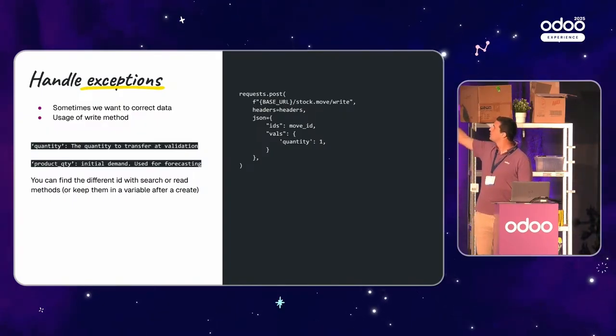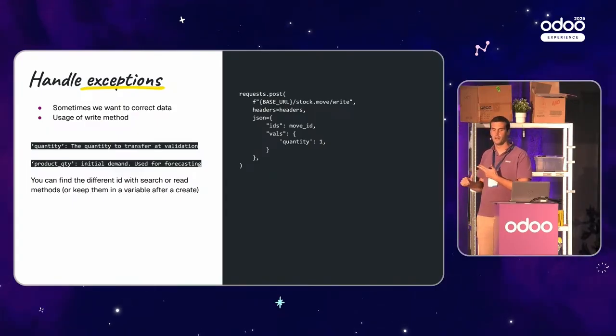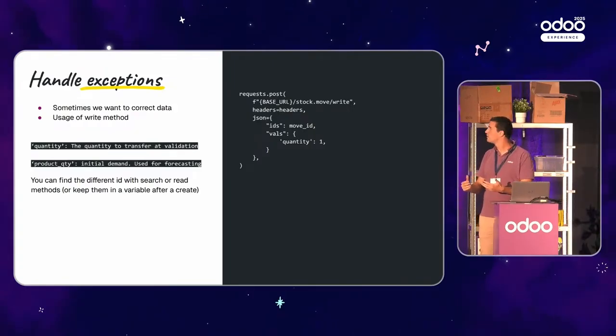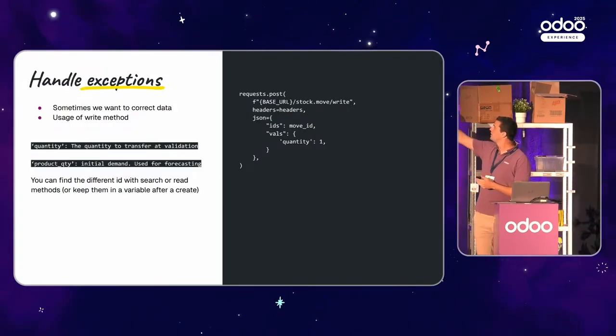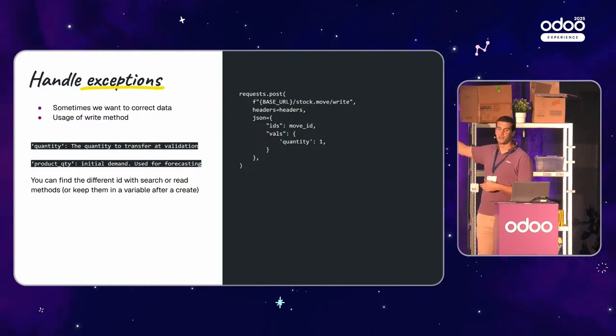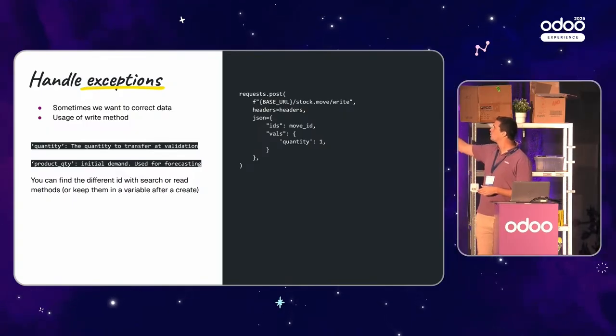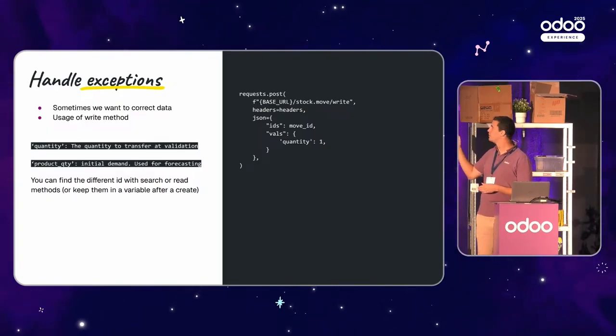It's the ORM method. So you have the create, write, and unlink methods in Odoo. Create is to create new records, and the write method is to update values on this record. So in my case, I pass as IDs the records that I want to update, and the vals is the new fields that I want to update. So in my case, I want to update the quantity field, and I want to set the new quantity to 1.